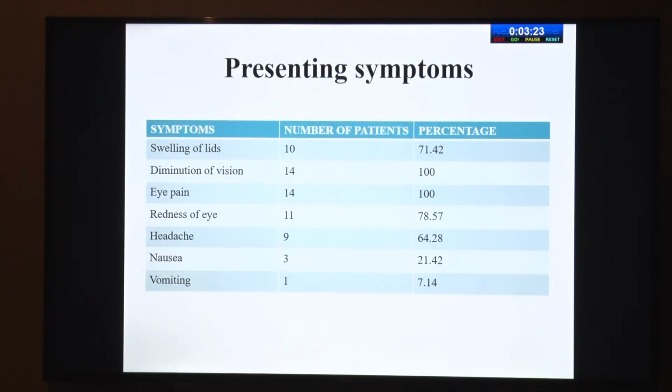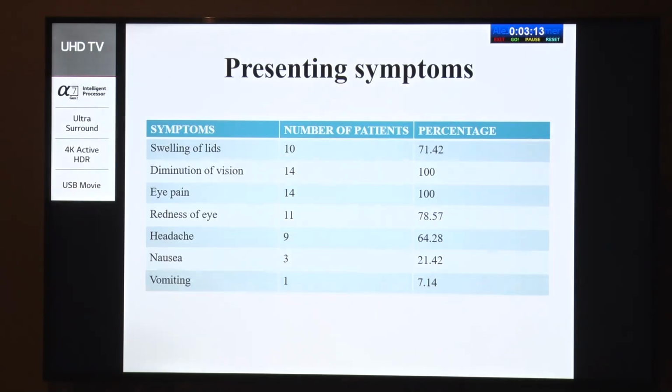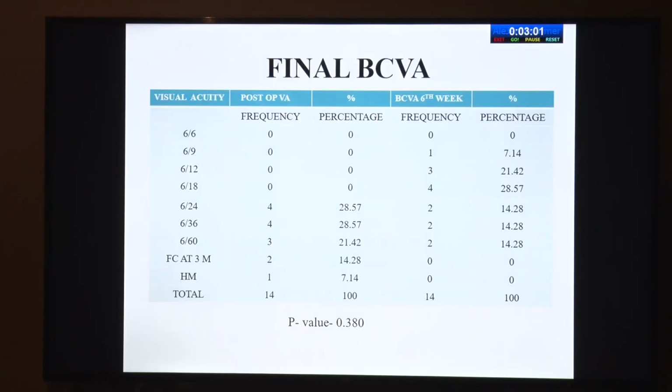The presenting symptoms were diminution of vision and eye pain in all 14 of them, swelling of lids in 10, redness of eyes in 11, headache in 9, nausea in 3, and vomiting was complained of by 1 patient. Presenting signs were circumcorneal congestion, corneal edema, and mid-dilated pupils seen in all of the patients, AC reaction in 12 patients, shallow AC in 10, and there was no fundus visibility in any of the patients.